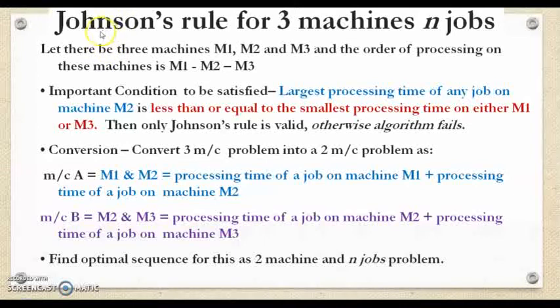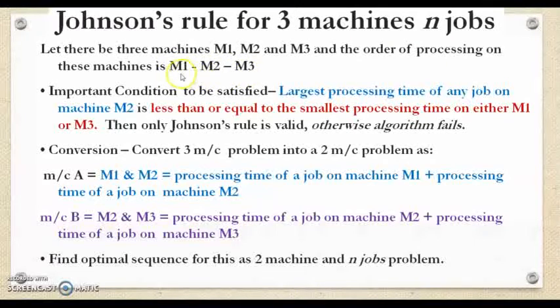Friends, in this lecture let us discuss the Johnson's rule for 3 machines, n jobs. In this system there will be 3 facilities, that is 3 different machines, and we have to sequence the n jobs. Let there be the 3 machines M1, M2 and M3, and the order of processing on these machines is first on M1, then on M2 and at last M3.